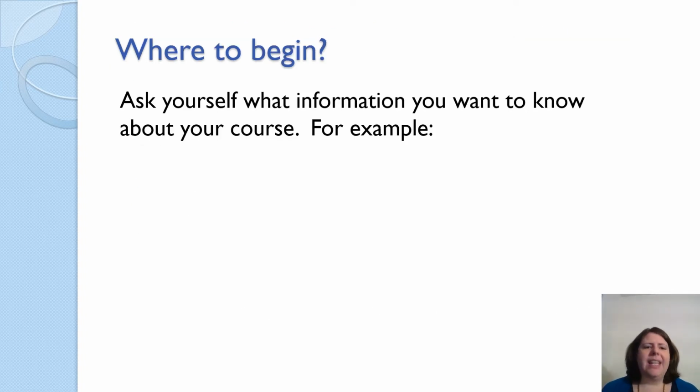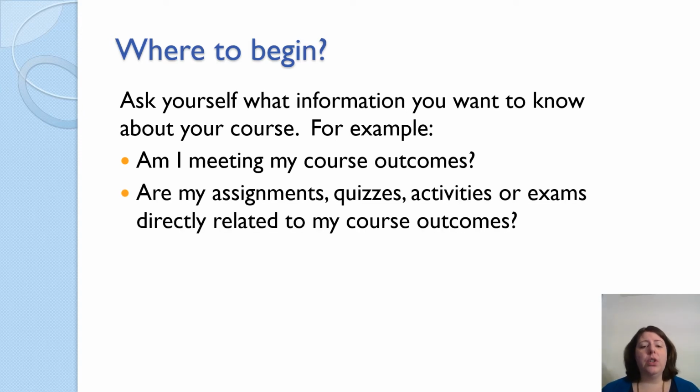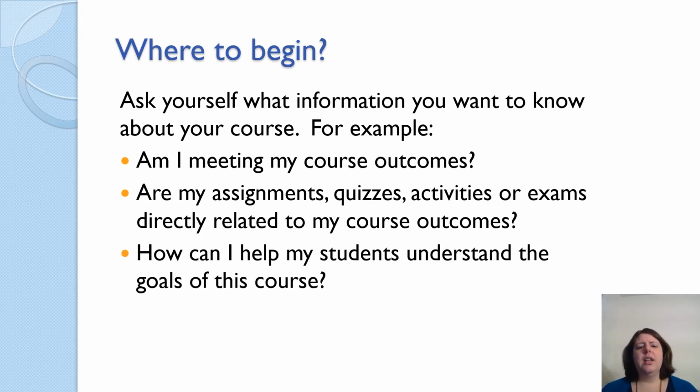So where might we begin if we wanted to create a curriculum map? Well, you want to start by saying, what information do I want to know about my course? So for instance, do you want to know if you're meeting your course outcomes? Do you want to know if your assignments, quizzes, activities, exams are directly relating to your course outcomes? And another area that you can look at is how you can help your students understand the goals of the course. And so remember, outcomes can give students a very clear idea as to what you expect in your course.